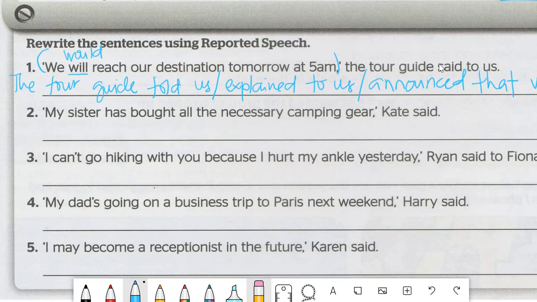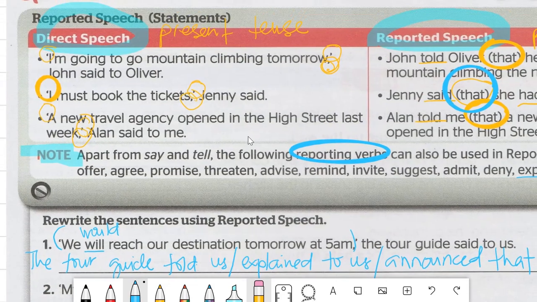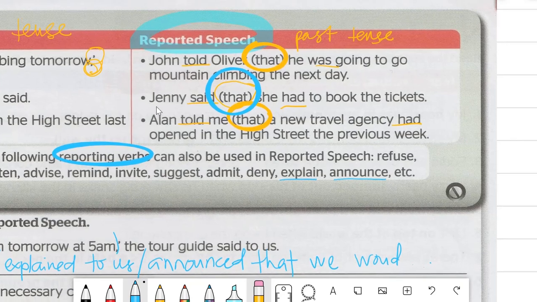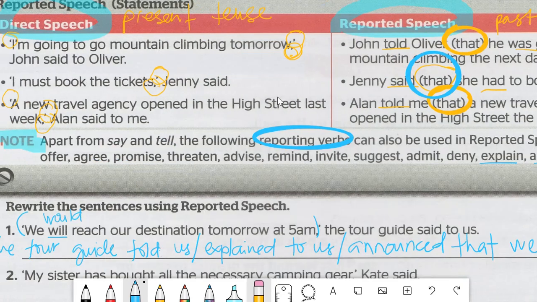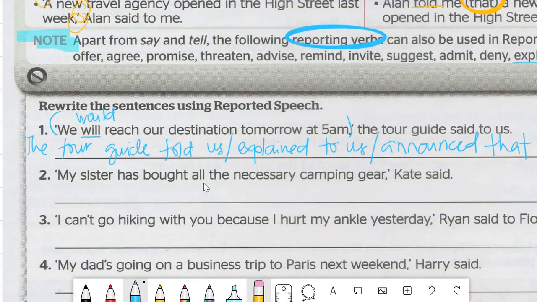My sister has bought all the necessary camping gear, Kate said. Okay. So how? Kate said. There is no said to whom this time. Let's look at the example. The second example here. I must book the tickets, Jenny said. And then the reported speech sounds like this. Jenny said that she had to book the tickets.